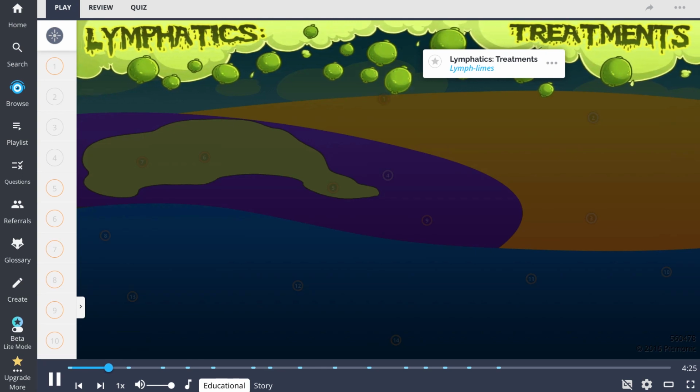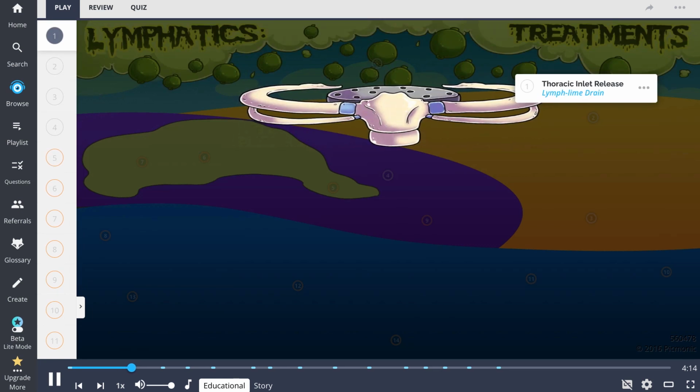tissues. The lymphatic treatments are diverse and fall under a wide umbrella, or a wide cloud shown as lymph limes raining down on our bathroom-themed landscape. The first step in treating the diaphragms is to perform thoracic inlet release. This is done by performing myofascial release on Sibson's fascia, which frames the thoracic inlet. This is shown in our Picmonic as these lymph limes precipitate onto the lymph lime drain.